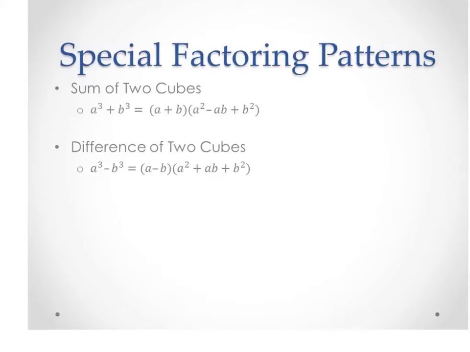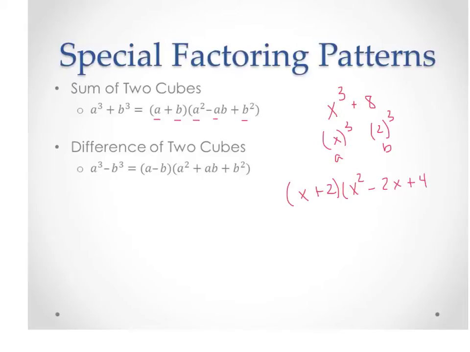In addition to those other factorings, we also have some special patterns. We have the sum of two cubes and the difference of two cubes. Sum of two cubes might look like x cubed plus 8. You're just going to need to figure out, okay, this is x that's being cubed. This is 2 that's being cubed. So there's your a and your b. And you're going to put them in wherever you see a's and b's. So that would factor into x plus 2 times x squared minus 2x plus 4.